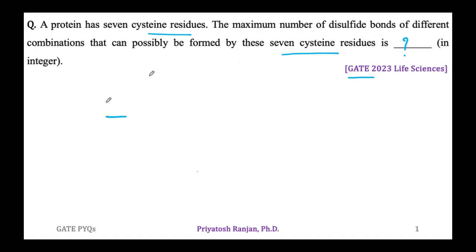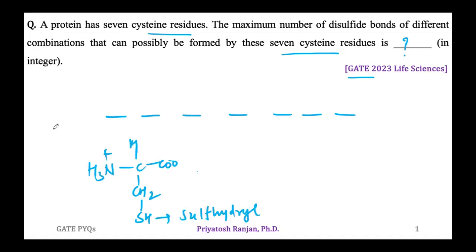So what is given here is that there are total 7 cysteine residues. As we all know, cysteine is a sulfur-containing amino acid and it contains a sulfhydryl group in its side chain. And two of these cysteine moieties combine together under oxidizing conditions to form a disulfide bond. So let's have a look how this structure is formed.